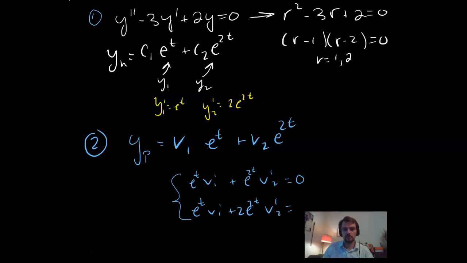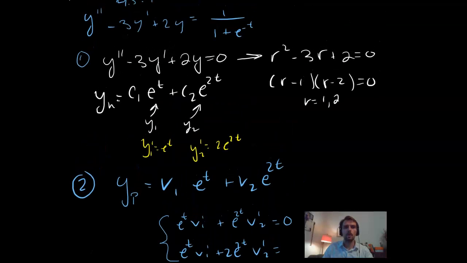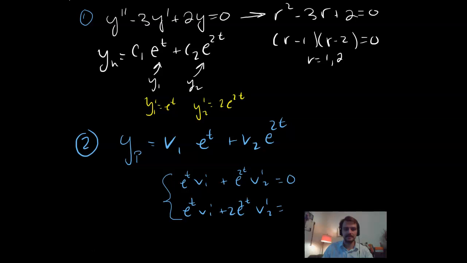So our forcing function here is a little bit strange: 1 over 1 plus e to the negative t. So there's our forcing function. So this is our system of equations that we need to solve. So we can decide to do it either algebraically or using Cramer's rule, which involves the Wronskian and all those nice bells and whistles. It's really up to you what you prefer.